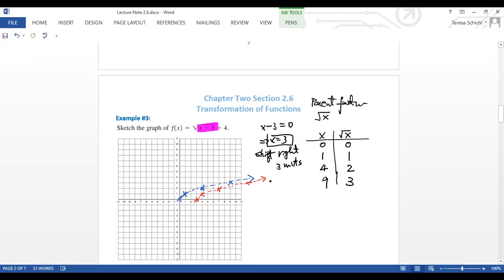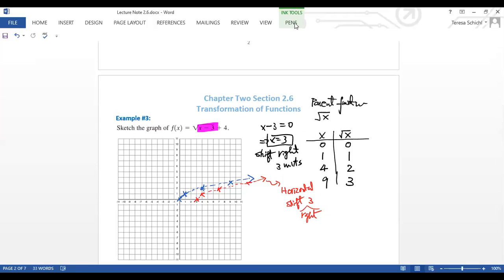Dotted lines here. So this dotted line takes care of the horizontal shift, right? So this is a horizontal shift, shift how many? 3 units, right? So shift to the what? Shift to the right.